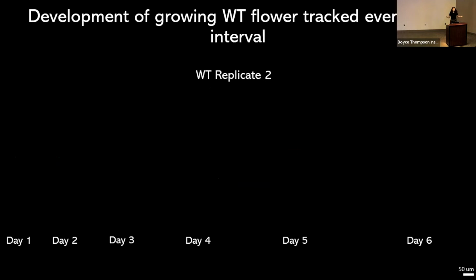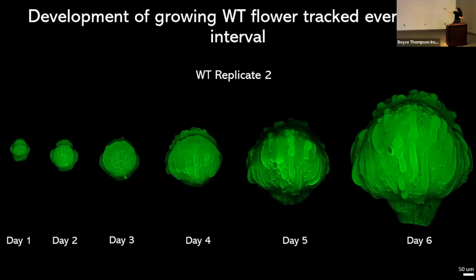Now, we see a very similar pattern when we look at our second replicate of the wild type. You start off with a small bud that has the floral primordia exposed. The sepal grows to cover that. And by the time we get to day 6, we have a much larger flower bud that has, despite giant cells, a relatively smooth surface.